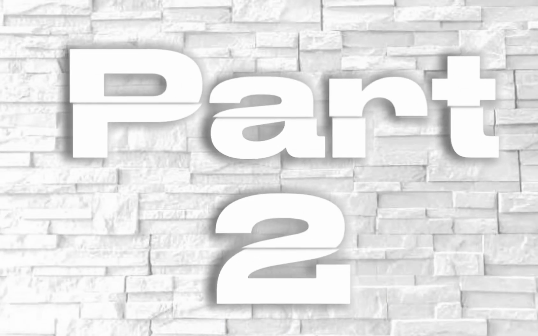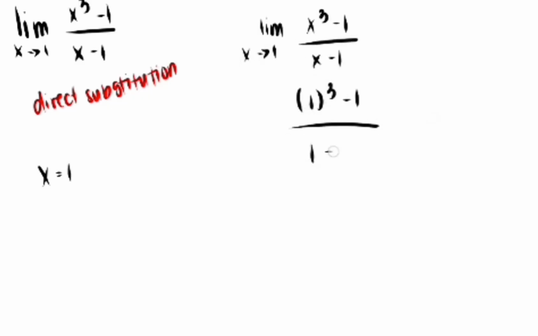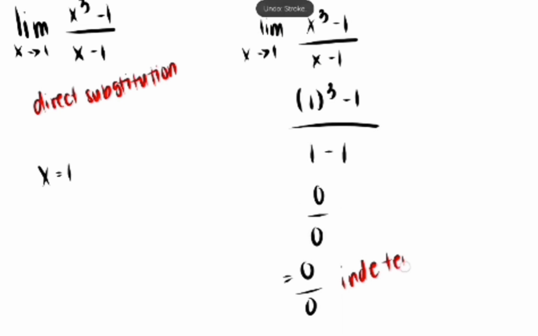Part 2. Let us solve the next expression: the limit of x cubed minus 1 over x minus 1 as x approaches 1. First, we try to substitute 1 into the expression. If we do that, the numerator becomes 1 cubed minus 1, which is 0. And then the denominator also becomes 0. That gives us 0 over 0, which is indeterminate. So, we need another method.